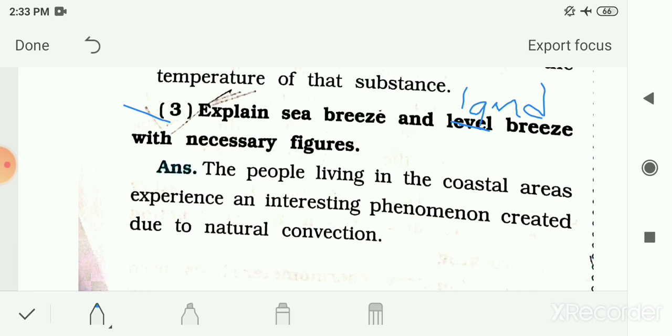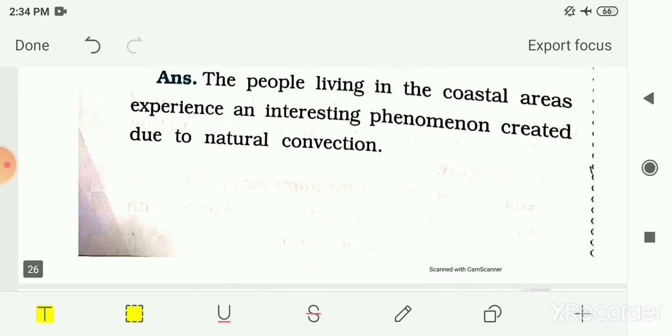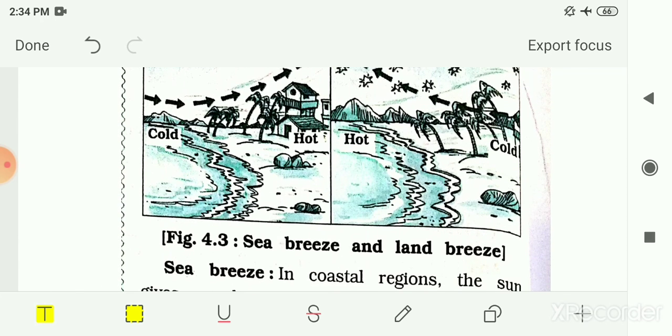The people living in the coastal areas experience an interesting phenomenon created due to natural convection. Due to convection, the mode of transfer of heat, the people who are living near the seashore or coastal areas experience an interesting phenomenon, that is sea breeze and land breeze. So now let me see what sea breeze and land breeze are.